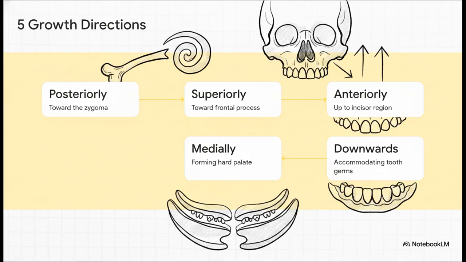Let's quickly cycle through them. First, it extends posteriorly toward the zygoma. Second, it shoots superiorly up toward the frontal process and nasal capsule. Third, it reaches anteriorly into the incisor region. Fourth, it drops downwards to form the alveolar plate, to make room for those developing tooth germs. And finally, number 5, it spreads medially. That last one is incredibly important because this medial growth is what forms your hard palate.